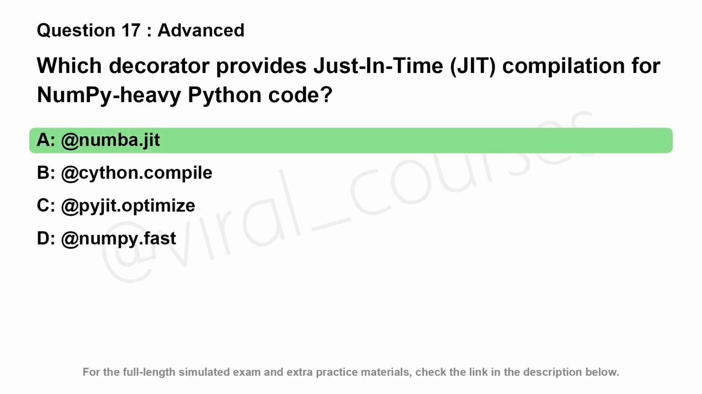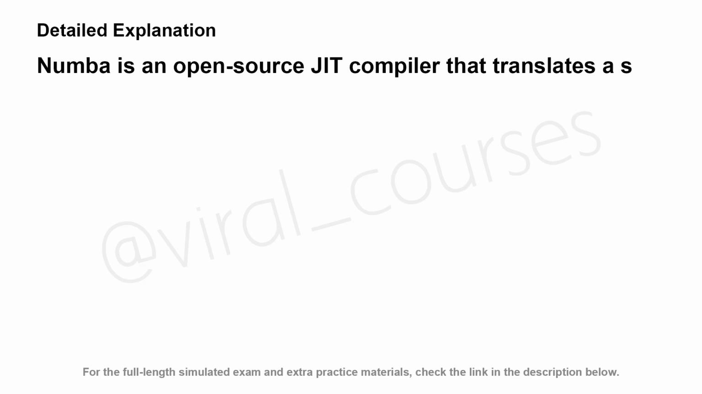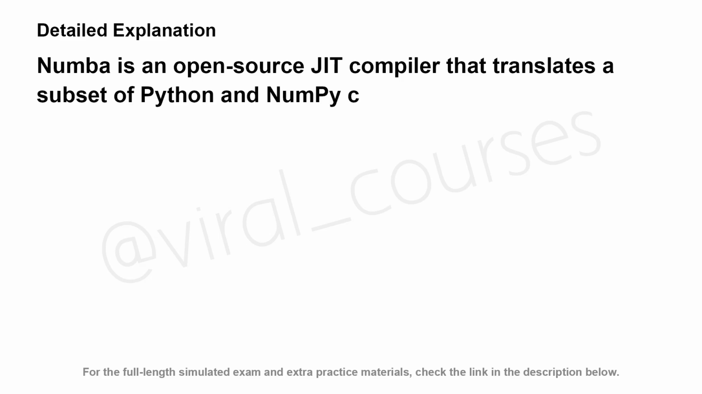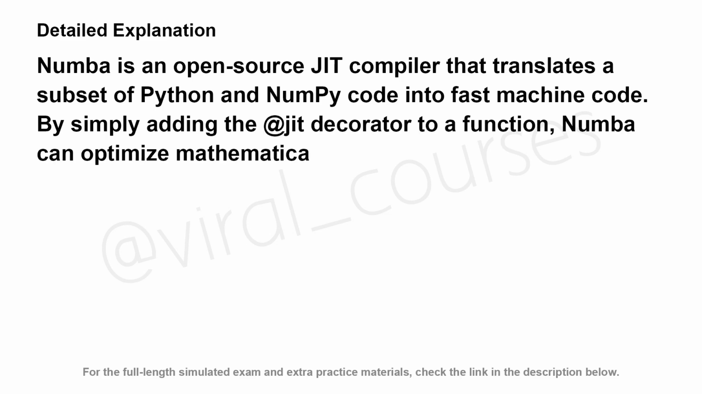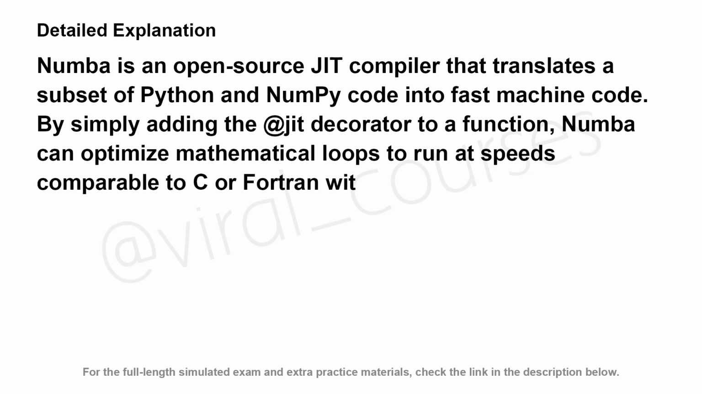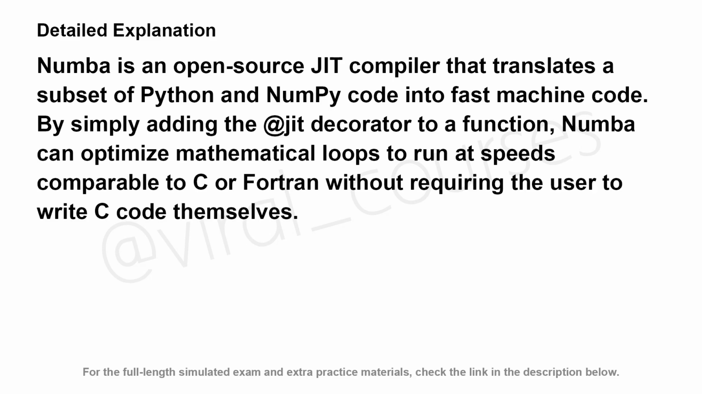The correct answer is A. Numba is an open-source JIT compiler that translates a subset of Python and NumPy code into fast machine code by simply adding the @jit decorator to a function. Numba can optimize mathematical loops to run at speeds comparable to C or Fortran without requiring the user to write C code themselves.